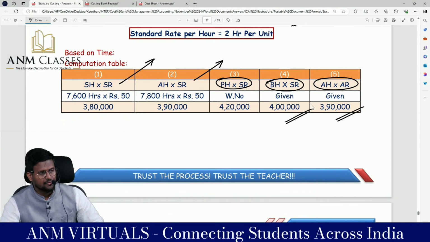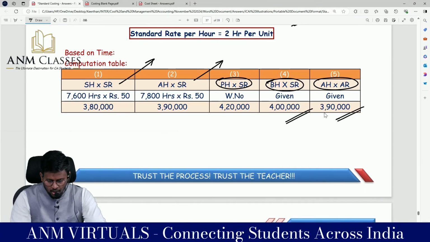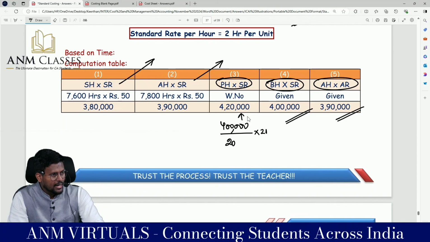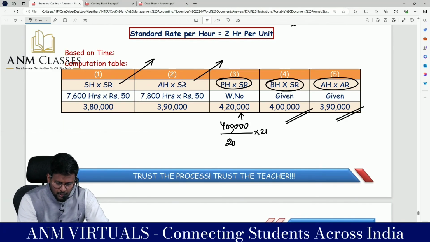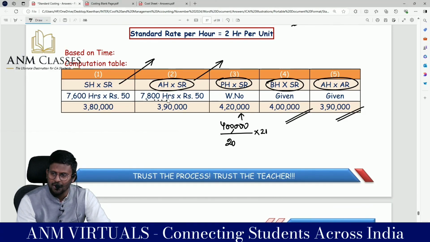AFOH they themselves have given, 3,90,000. BFOH they have given 4 lakh. Right? PFOH we have to find out: 4 lakhs divided by 20 into 21 days comes to 4,20,000. Is that possible? Fixed overhead. Now we have to calculate the actual hours: 7,800 into what is the standard rate per hour? 50 comes to 3 lakh 90,000.